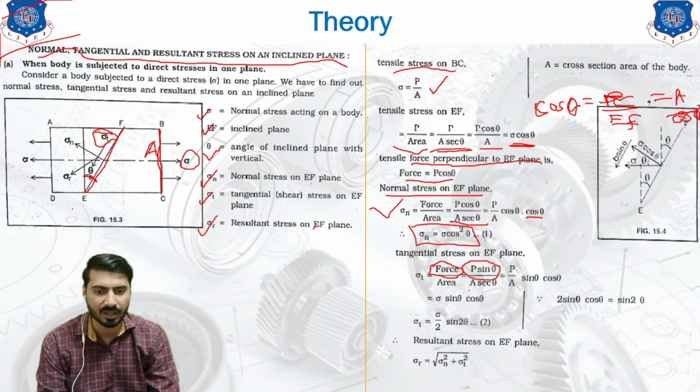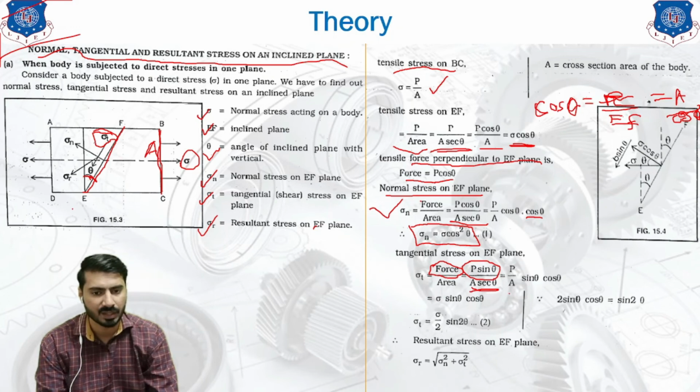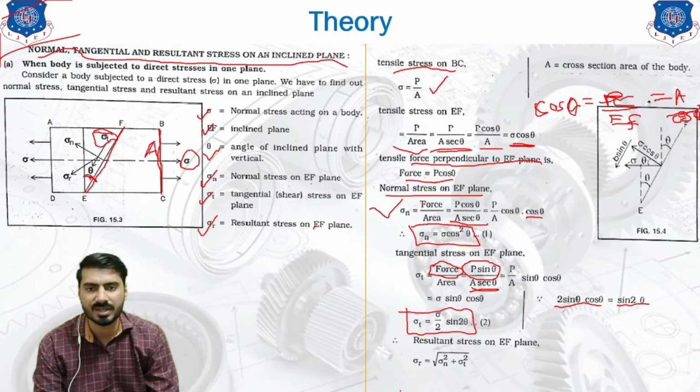Area is still the same. Area is of the EF plane. So instead of area, we can write down A sec theta. So you can also write it as P by A sin theta into cos theta. Now we know that using our geometry, 2 sin theta cos theta equals sin 2 theta. Here there is no 2, so we can multiply by 2 and divide by 2, so that we can convert this in terms of sin 2 theta. So our final formula would be sigma t equals sigma by 2 sin 2 theta. This is our basic formula of tangential stress acting on the inclined plane.